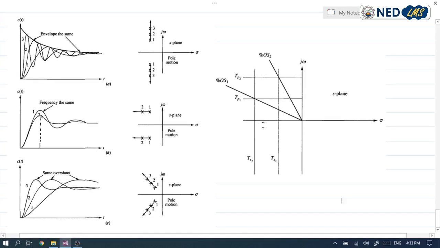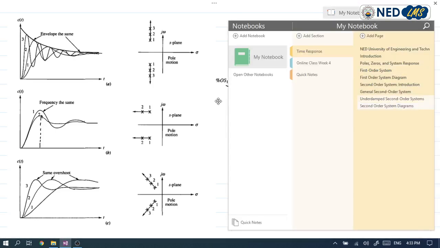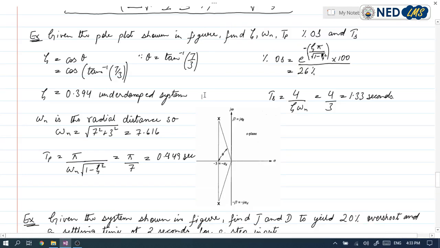So now we will solve some examples on this topic. Here we have our first example, in which we are given the plot, and in this plot the imaginary part is equal to 7 and the real part is equal to -3, and in this example we have to evaluate the values of zeta, omega n, peak time, percentage overshoot and settling time.